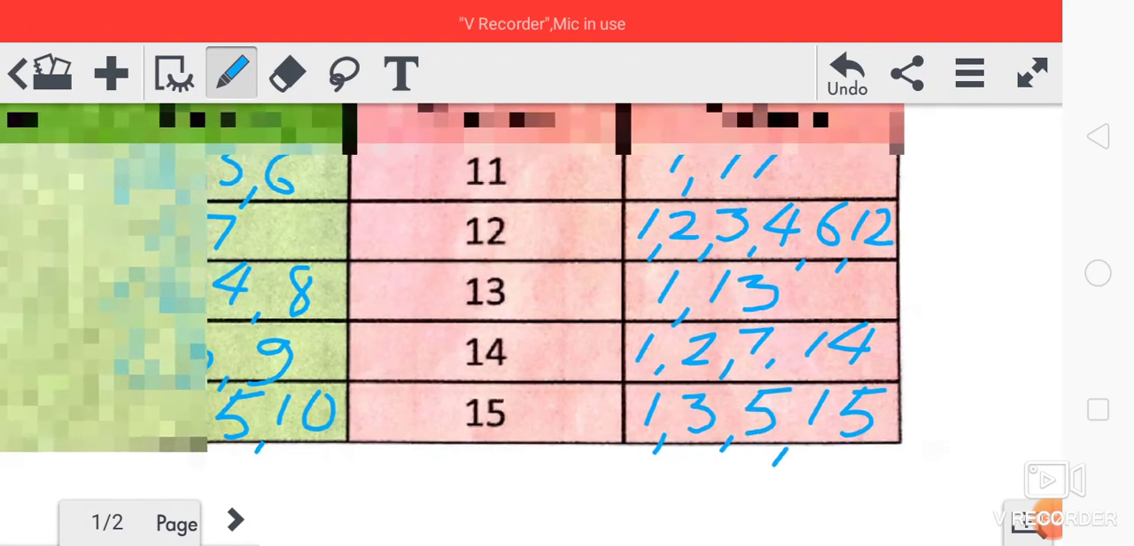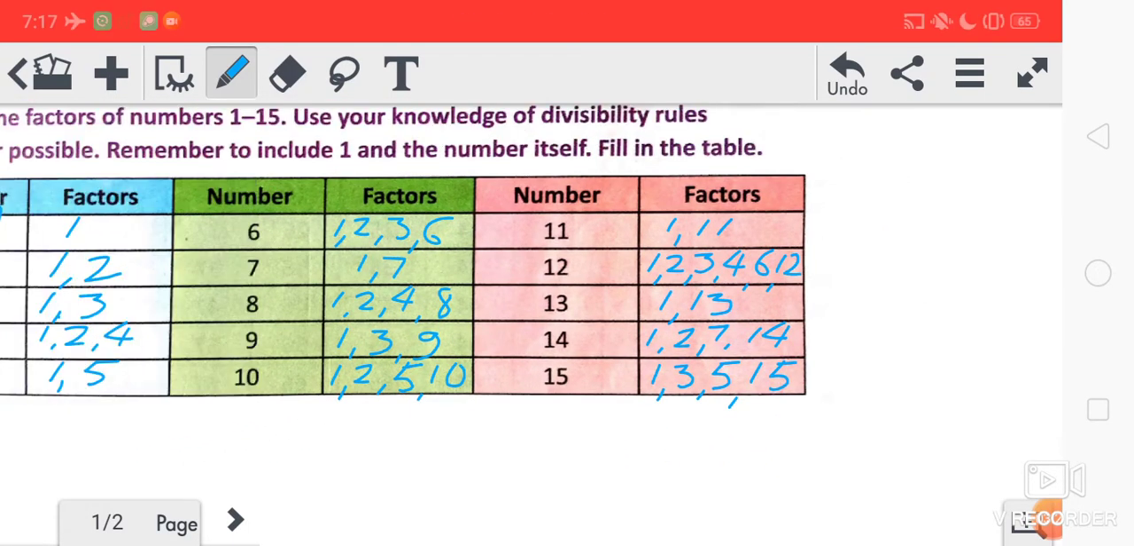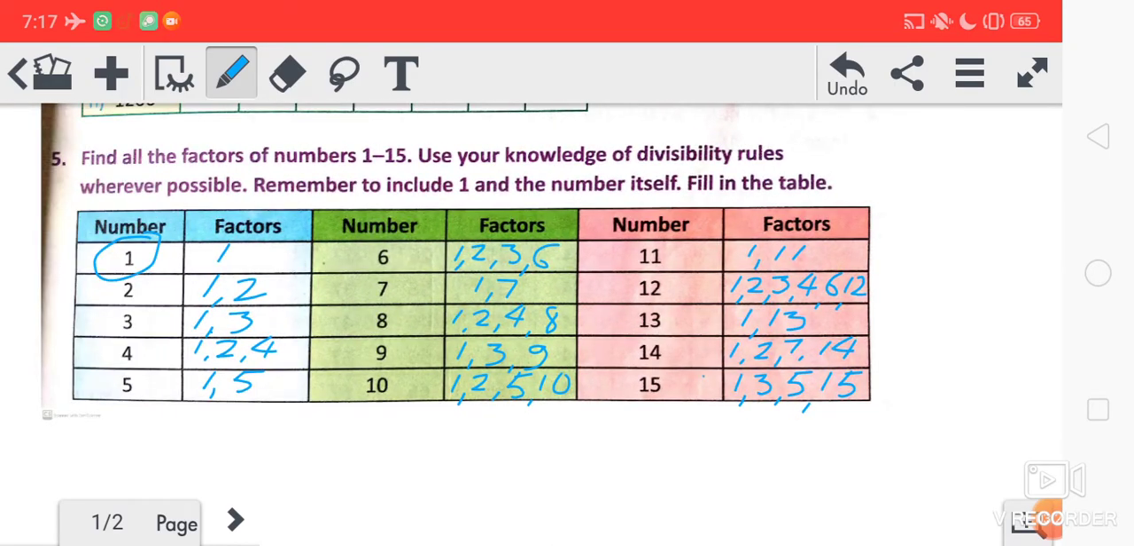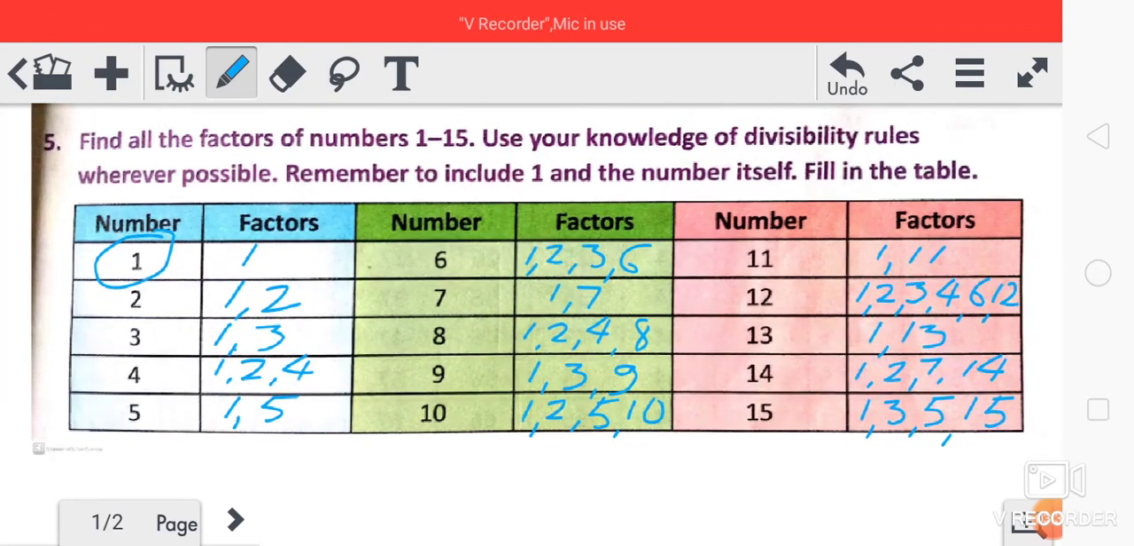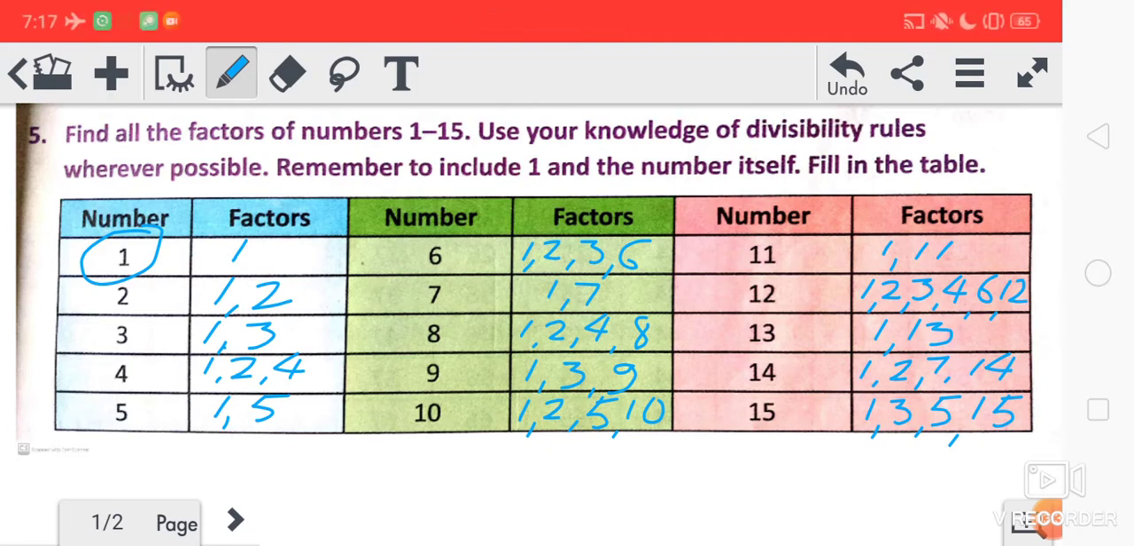Okay. So simply, factor means what? In which number's table it comes, that will become your factor. Okay. So I hope this is clear to you. Now we'll move to another concept.